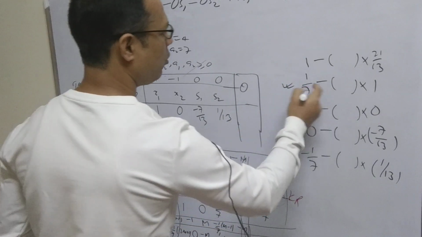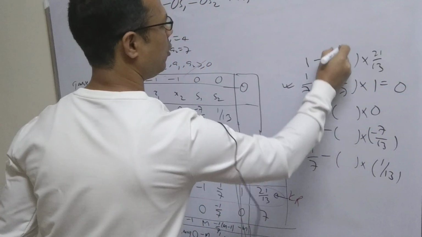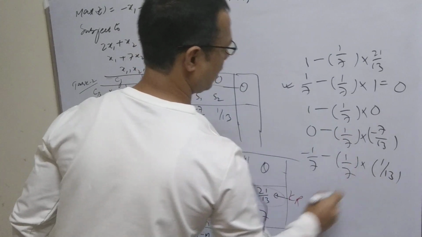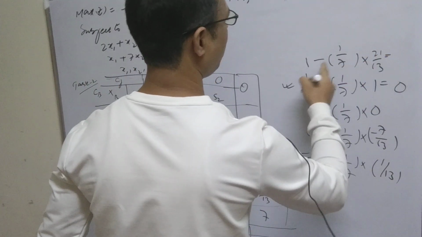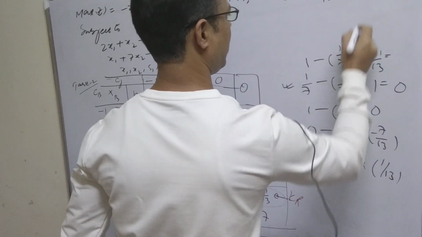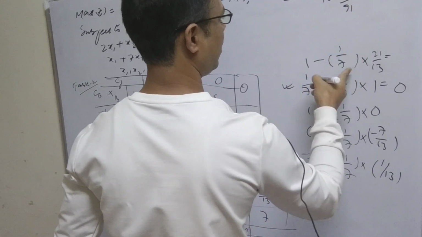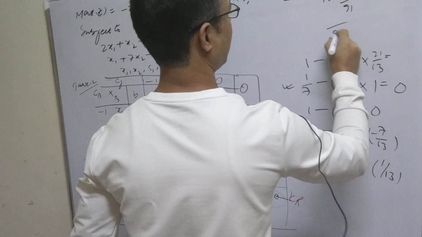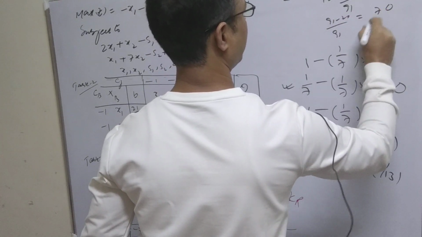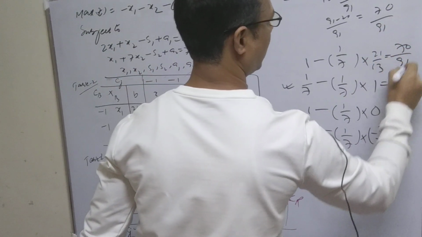So how to make 0? Here it is 1 by 7. If you multiply 1 by 7 into 1, the result will be 0. It means we need to put this 1 by 7 in all these boxes and get the value. 1 minus 21 divided by 91. It means 91 minus 21, 70. So 70 by 91. Now here I have got 70 by 91.